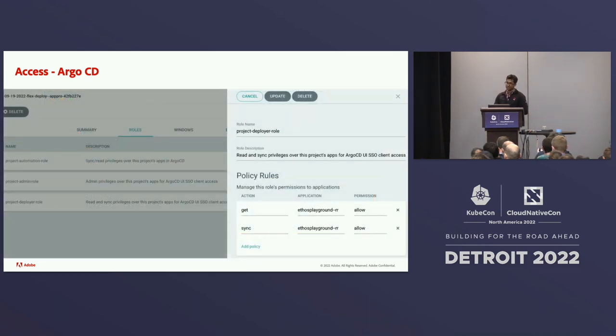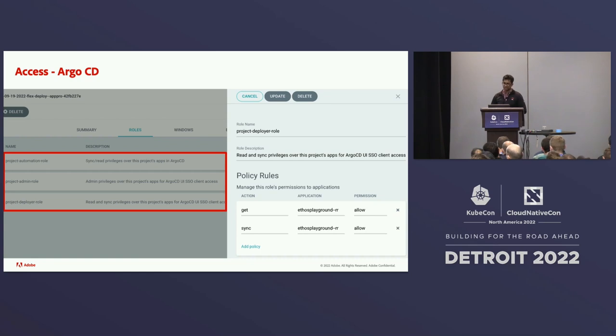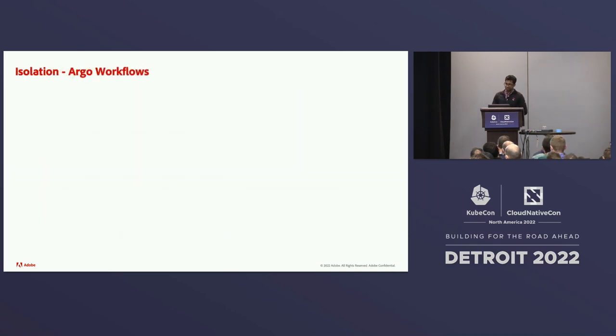So when setting up scoped client app projects, we usually set up three roles by default out of the box: an admin role, a read-only role, and an automation role for external Argo CD application access, for example, from the Argo Workflows, right? So now that we've finished covering how access is configured for Argo Workflows and Argo CD, let's go over how isolation is achieved for the respective tools, beginning with Argo Workflows.